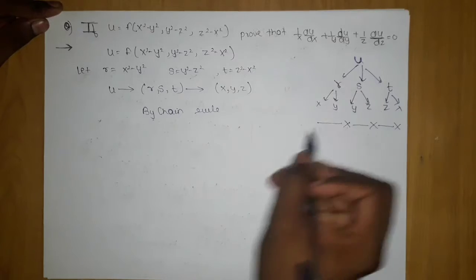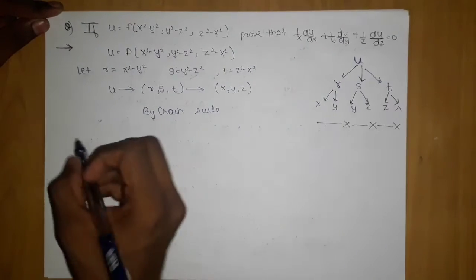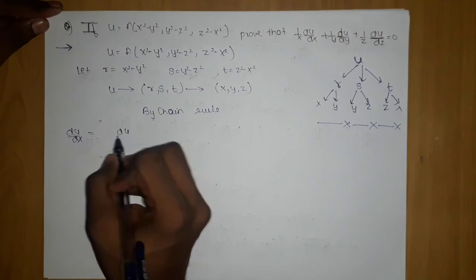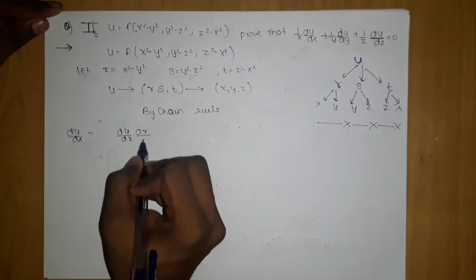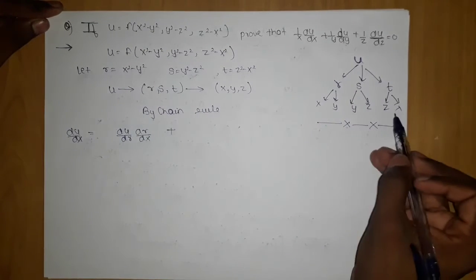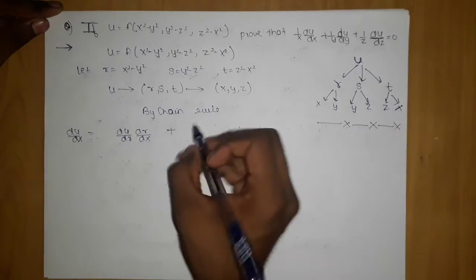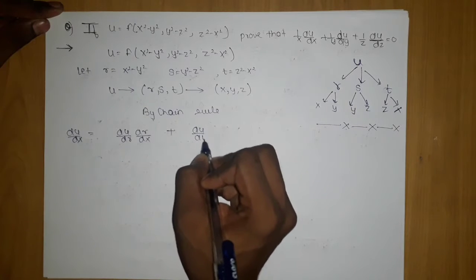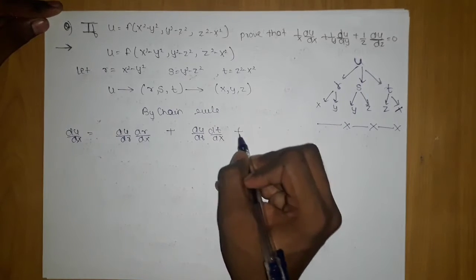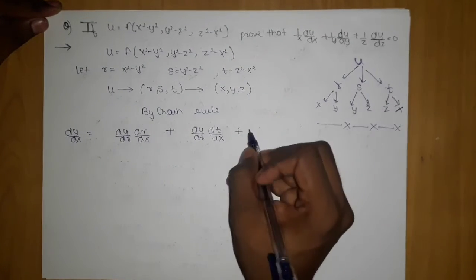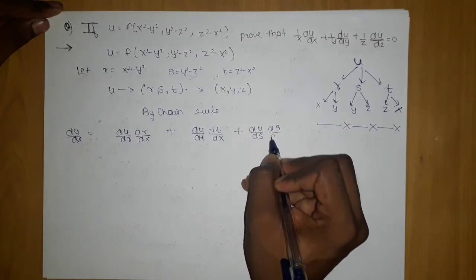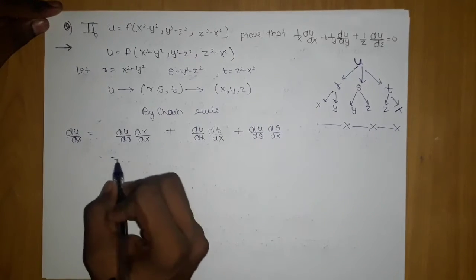let's get this chain. Du by dx will be du by dr into dr by dx, the first path which we have followed. Second, is there any x term? Yes, there is an x term in t. So dou u by dou t into dou t by dou x. I know there is no x term in s, but you have to write it anyway, so that in the next step you can put it as 0.